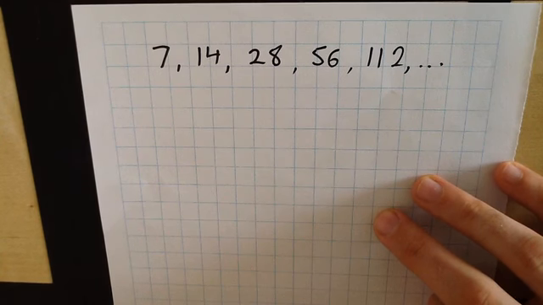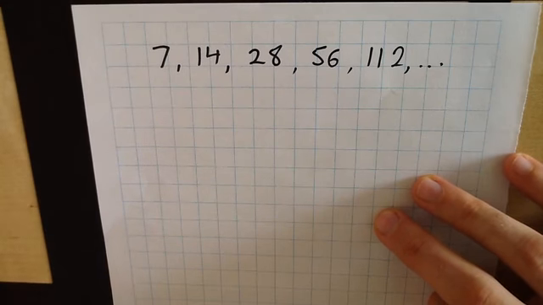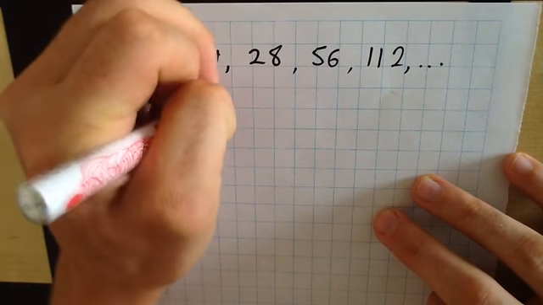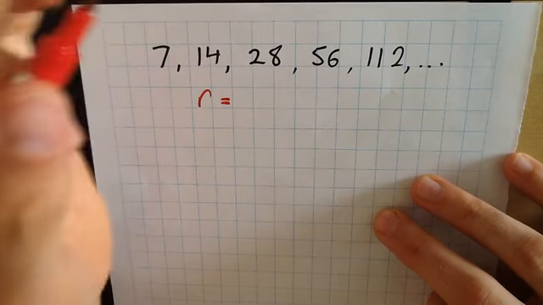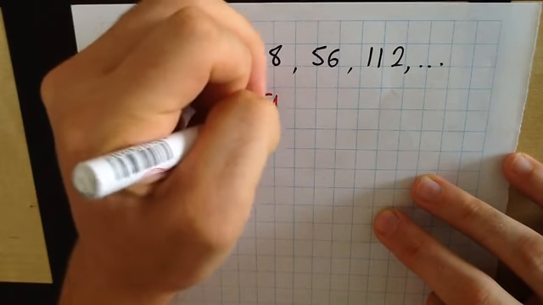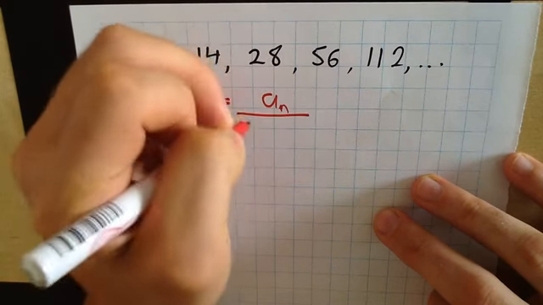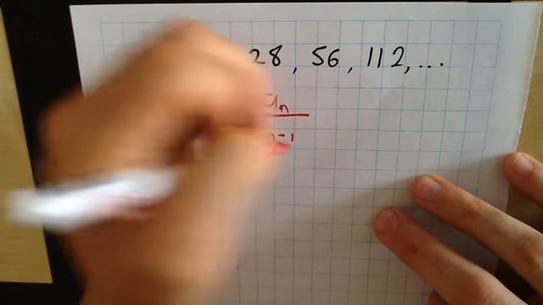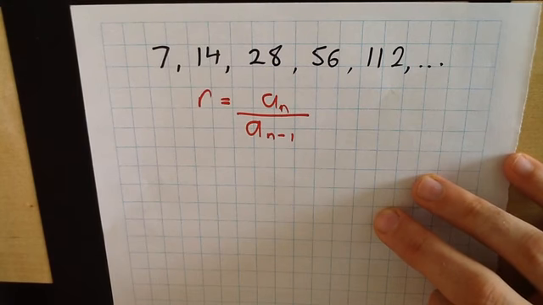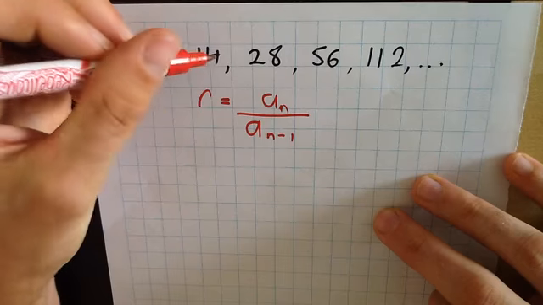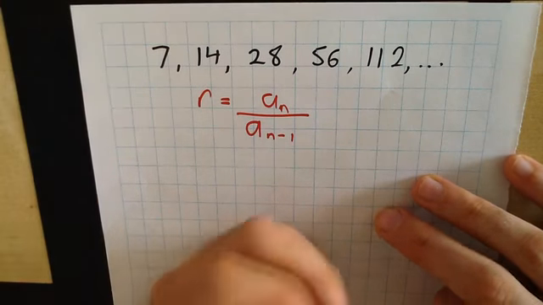Now, how do we know if it's a geometric sequence? Well, a geometric sequence, instead of having a constant or common difference, has a constant ratio between the two terms. So this ratio we call R, and R is found by getting a term and dividing it by the term before it. You can pick any term and then divide it by the term immediately before it in the sequence, and that will give you the common ratio.